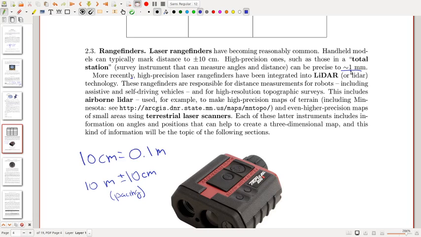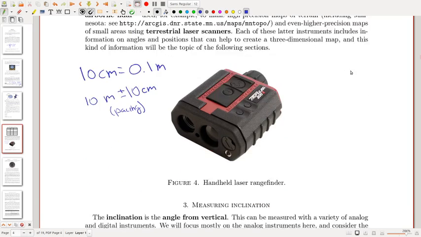So high precision laser rangefinders have also been integrated in what we call LiDAR, so light detection and ranging technology. And these are responsible for distance measurements in robots and in experimental self-driving vehicles. We'll see how long they stay experimental if I keep using this video. And as well as airborne LiDAR. So this is the way that we actually get topographic maps, including the ones that we have of the state of Minnesota. And we also use high-precision terrestrial laser scanners. So lasers are incredibly useful and are a surveyor's friend.